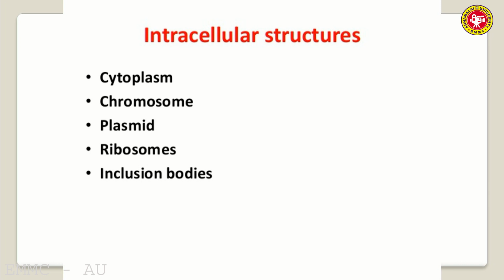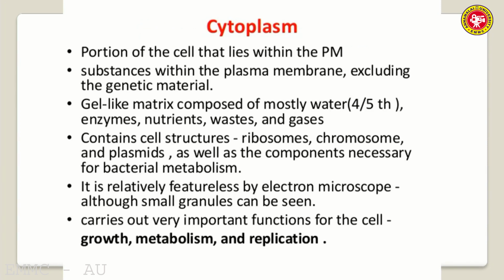First, the internal structure. It includes the cytoplasm, chromosome, plasmid, ribosome and inclusion bodies. First, cytoplasm. What is cytoplasm? Cytoplasm is present inside the bacteria. It is a broad space in the center of the bacteria, the portion of the cell that lies within the plasma membrane. So, inside the plasma membrane is called the cytoplasm, excluding the genetic material.